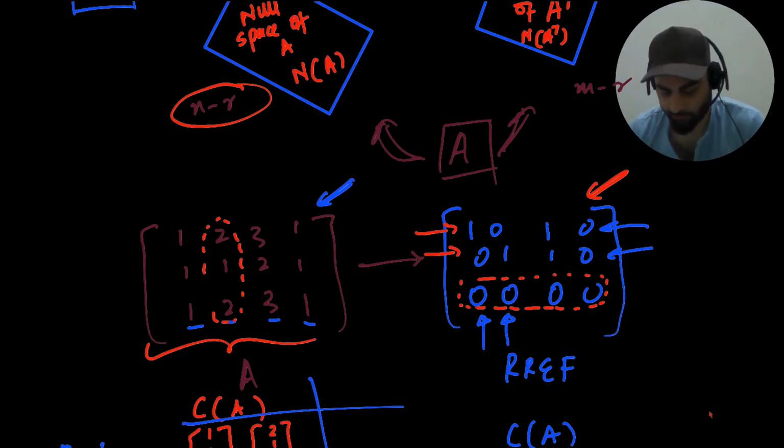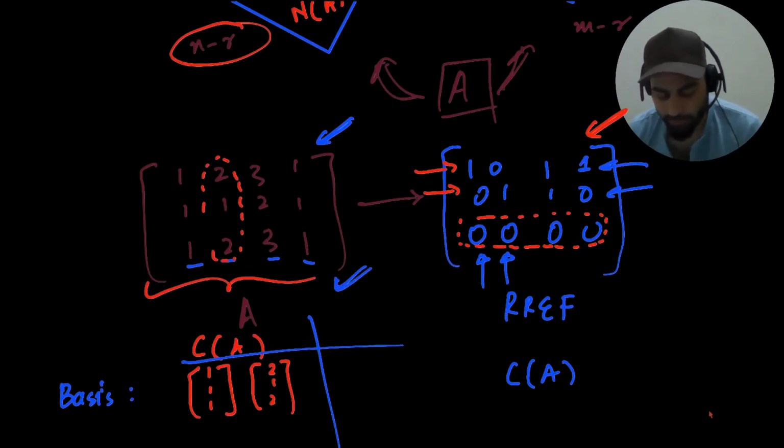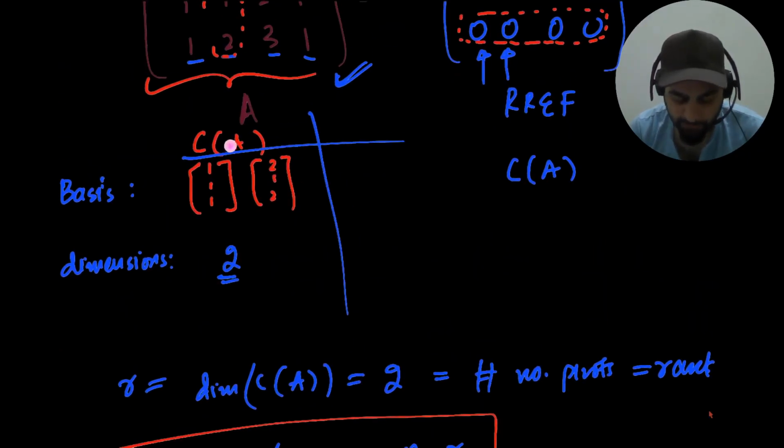I think it was, yes, it was 1 0 0 1 1 1. It's 1 here. So here it was 1. Yes, this is exact. So this is our row reduced echelon form of this matrix. What we found is that the basis of the column space of A is these two columns.